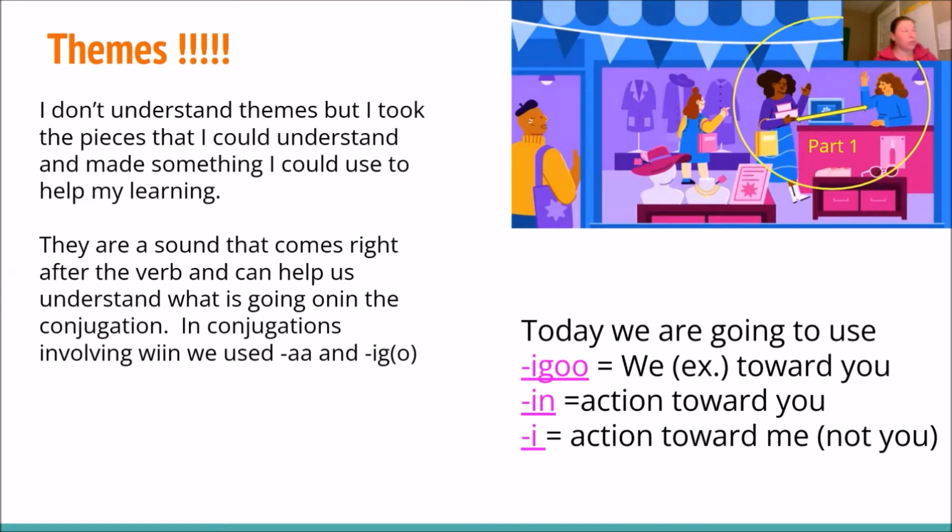And in our previous videos, we talked about the earlier theme signs. Today, we're going to talk about 3 new ones, so 3 that we didn't look at at all in the previous conjugations. They are igoo, in, and eh. And each of those carry a little bit of meaning. So igoo is we to you. In is in conjugations that are going towards you, the person I'm talking to. And eh are ones that are going towards me as the speaker.